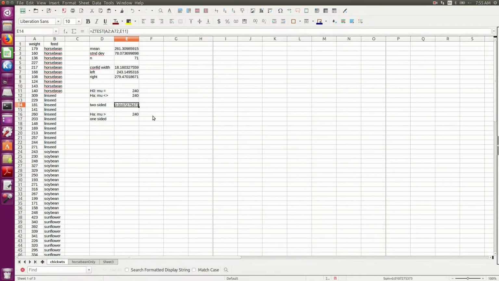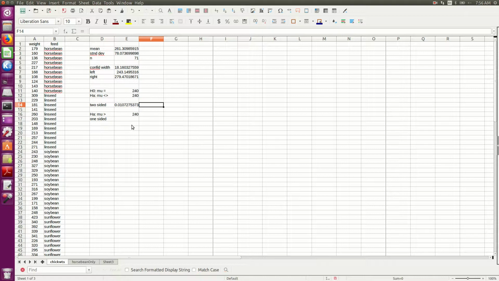We say OK, and we get a two-sided p-value of 0.01, which makes sense. We are definitely outside our 95% confidence interval, so I would have expected a p-value less than 0.05. I don't know about 0.01, I just know I expected one less than 0.05.